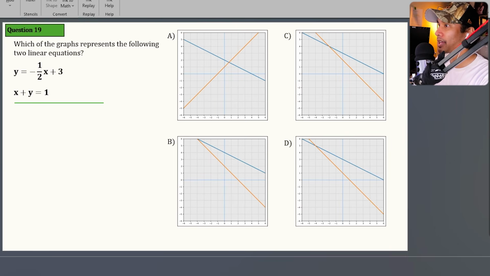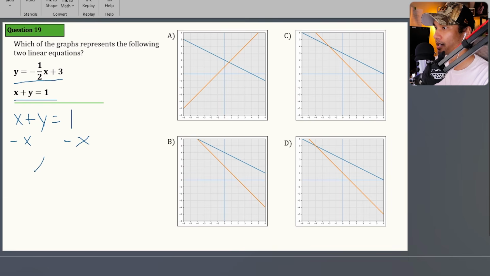Which of the graphs represent the following two linear equations? So for this one, I want both of my equations in y equals mx plus b form. And this one, the first one, is in fact in y equals mx plus b. So the only one that I have to rearrange is x plus y. So I would go x plus y equals 1. And I want mx plus b. So minus x, y equals negative x plus 1.